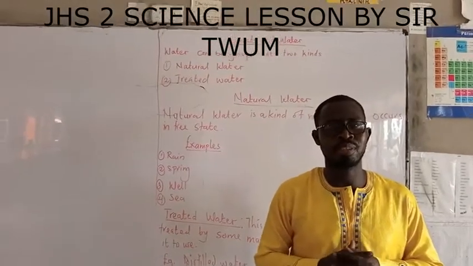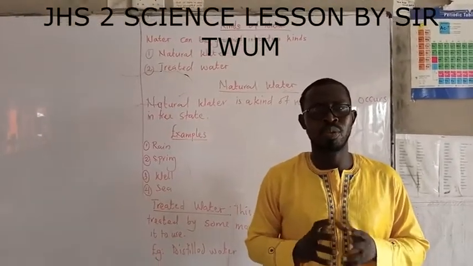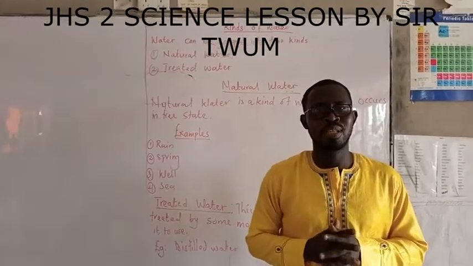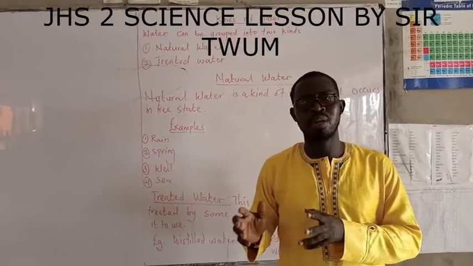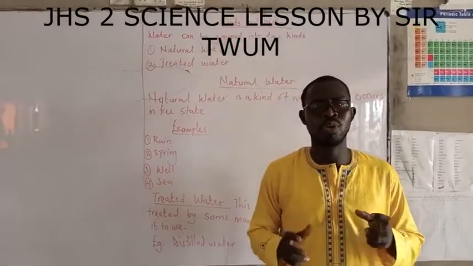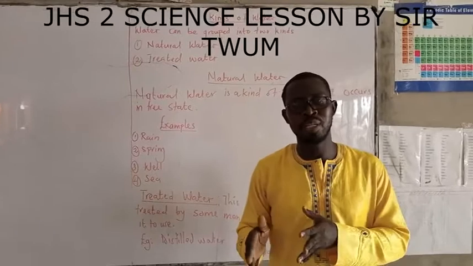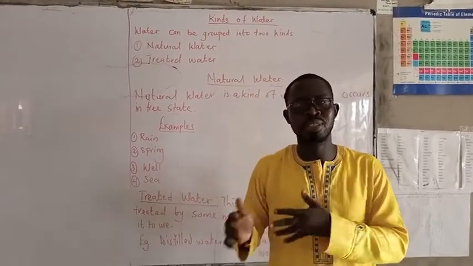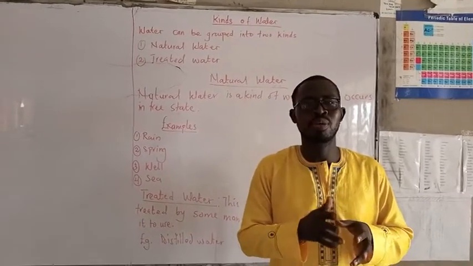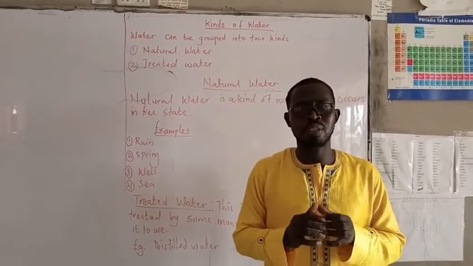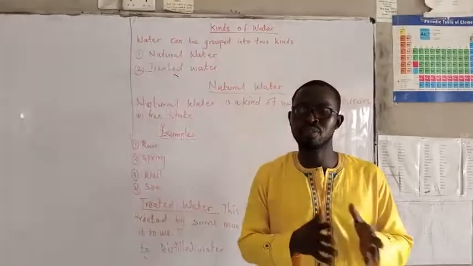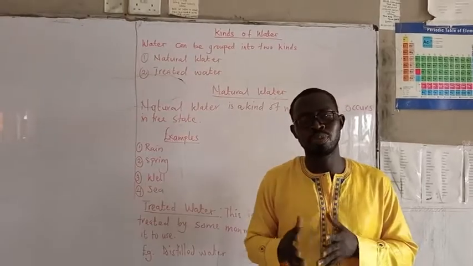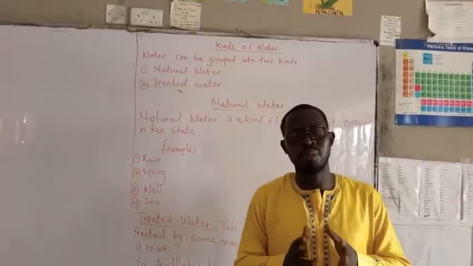In our previous lesson, we looked at water, the composition of water. Remember, we talked about analysis, that is breaking down chemical compounds by chemical means to get the various elements. And then we talked about hydrolysis, which means breaking down water to get the various elements, hydrogen and oxygen, in the ratio of 2:1. Then we talked about some sources of water.